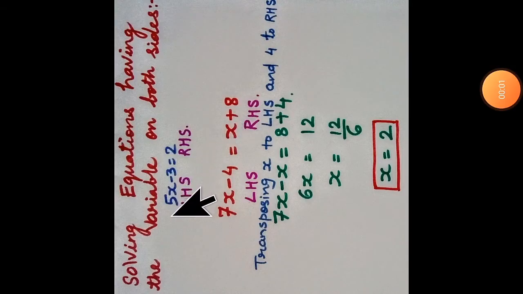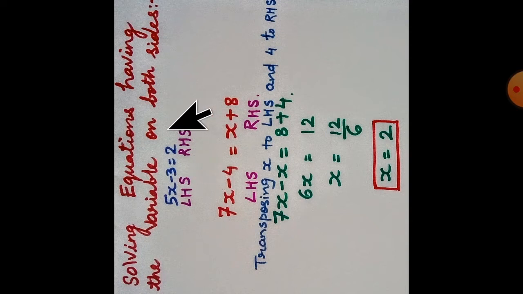Today we will study solving equations having the variable on both the sides. We have taken one equation, 5x minus 3 equal to 2. 5x minus 3 is LHS and 2 is RHS. Here the variable x is only on one side, that is the LHS side.